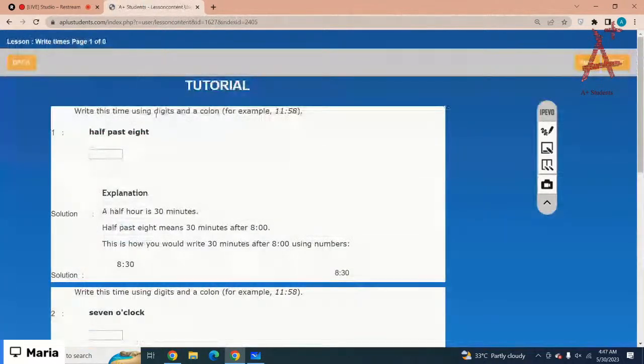What is the time using digits and a colon? Write the time. Okay, half past 8. Half past means half an hour past 8. Got it? So it would be 8:30. Got it? Let's start with the test questions.